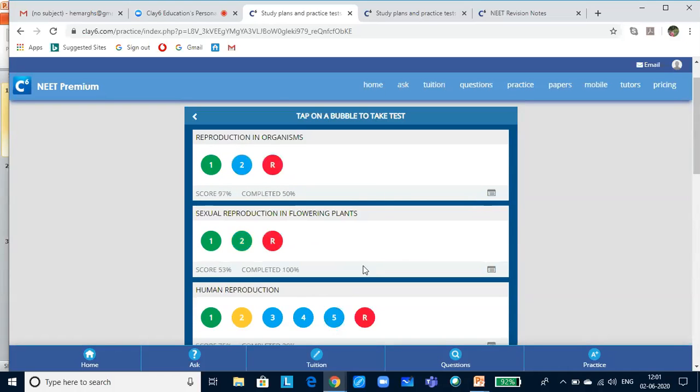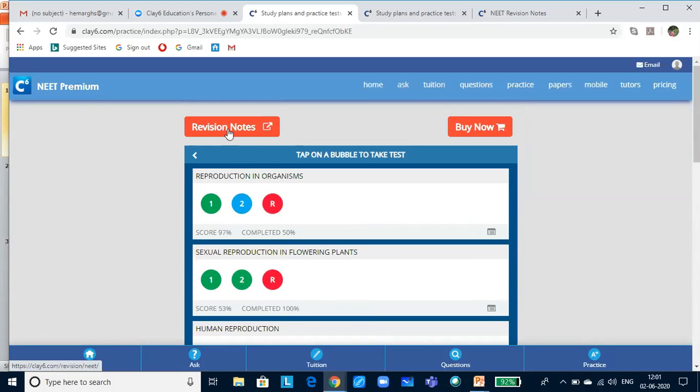Now, there is another button on revision notes. If you click this, it will open into a PDF file. So I hope you have got to know how to navigate the website. In today's class, I will be revising key concepts, doing a practice test based on concepts learned, and in the last 5 minutes I will answer your queries.